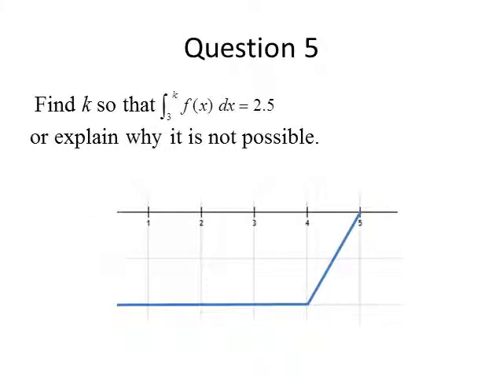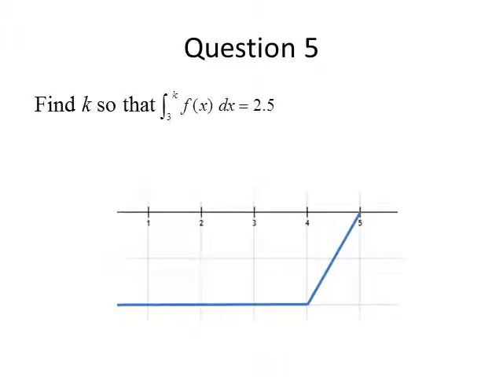Question 5 asks us to find k so that the integral of f of x dx from 3 to k is equal to 2.5, or to explain why it is not possible. Well, it is possible, so we can disregard that part of the problem.